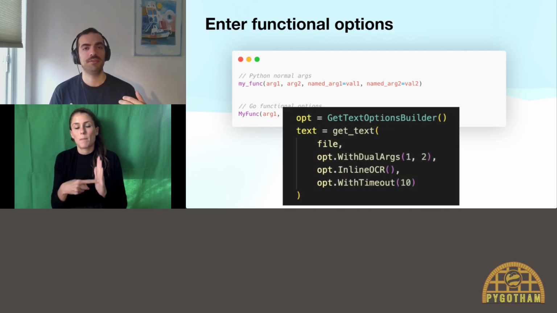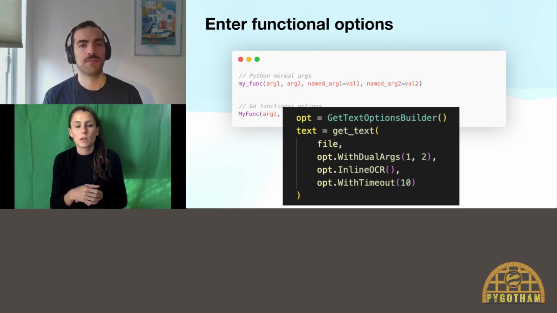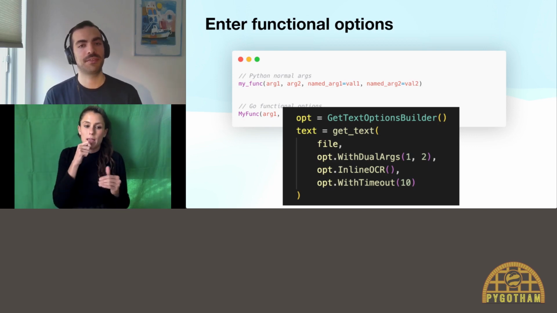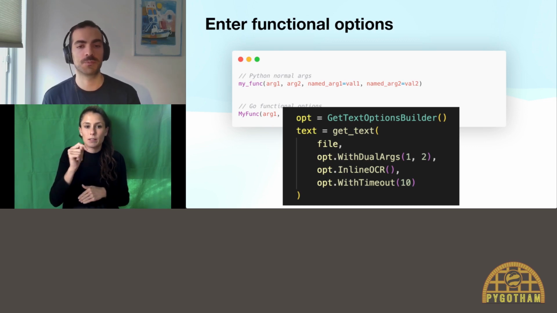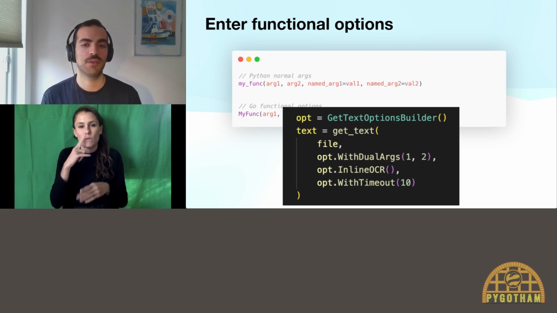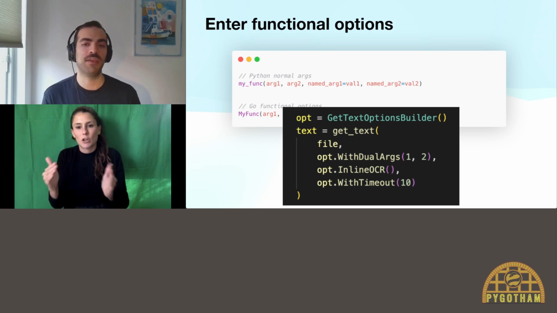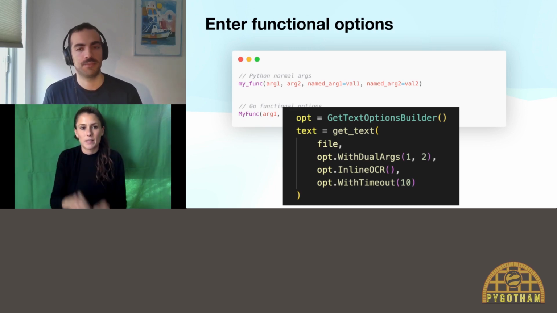And here you can see an example usage of this. We initialize the getTextOptions builder, and then we can use it to spawn the function calls. In this case, it's just a container for these static methods.